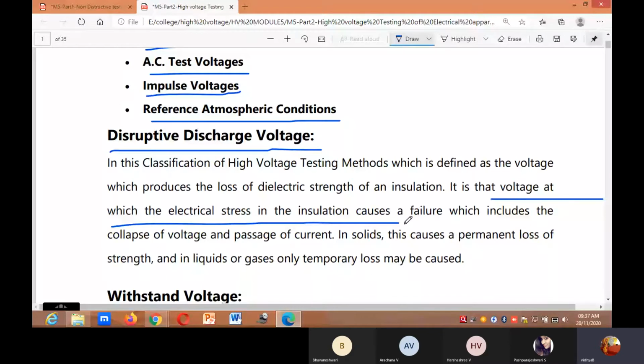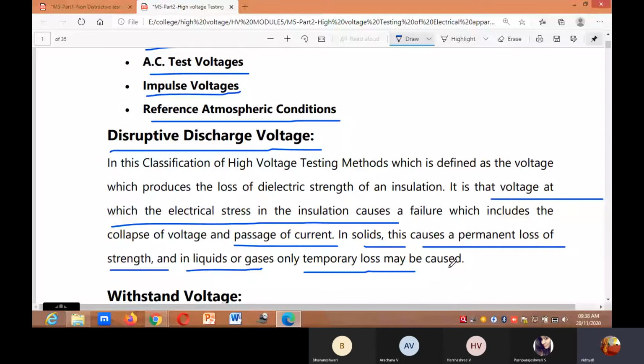Passage of current in solids causes a permanent loss of strength, and in liquid, what happens? In liquids or gases, only a temporary loss may be caused. If insulation failure occurs, the electrical stress in the insulation will collapse the voltage and there will be passage of current. In solids, it will be a permanent loss of strength, and when you compare with liquids or gases, only temporary losses may occur.